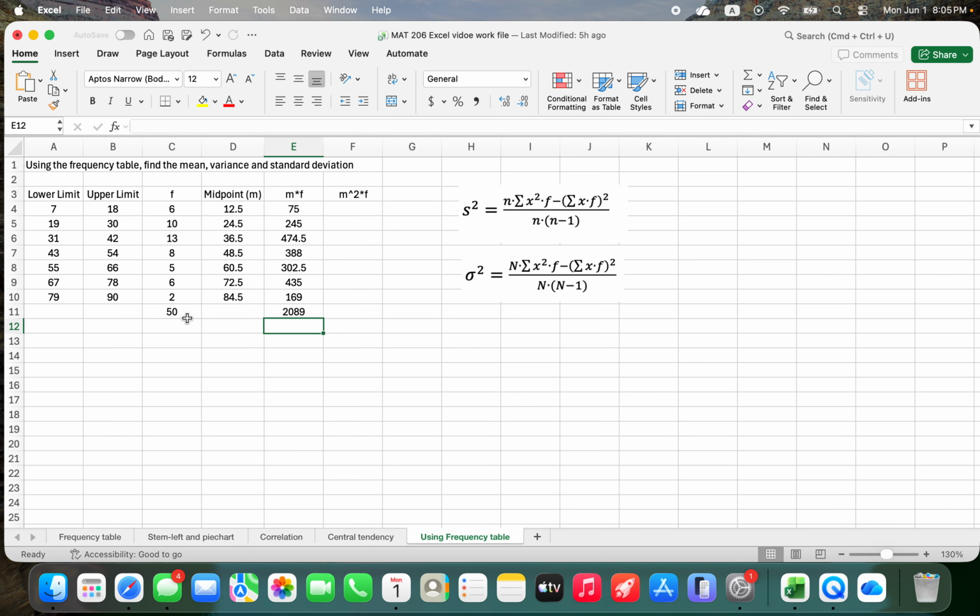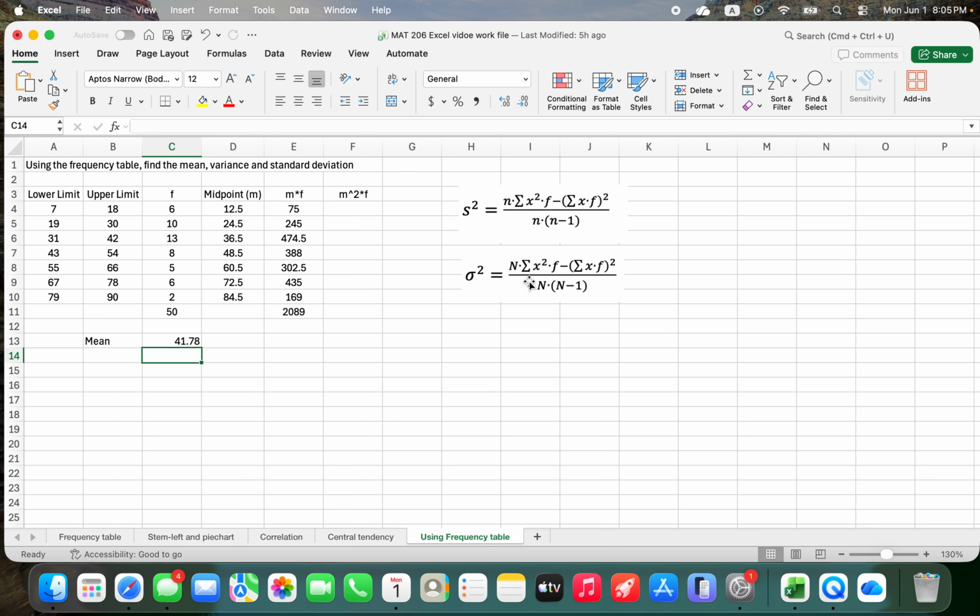And now we have a total of 50 data basically. Therefore, the mean is equal to the total value divided by the total sample size. So 41.78 should be the mean for this data set. Then now we need to find the variance and standard deviation.